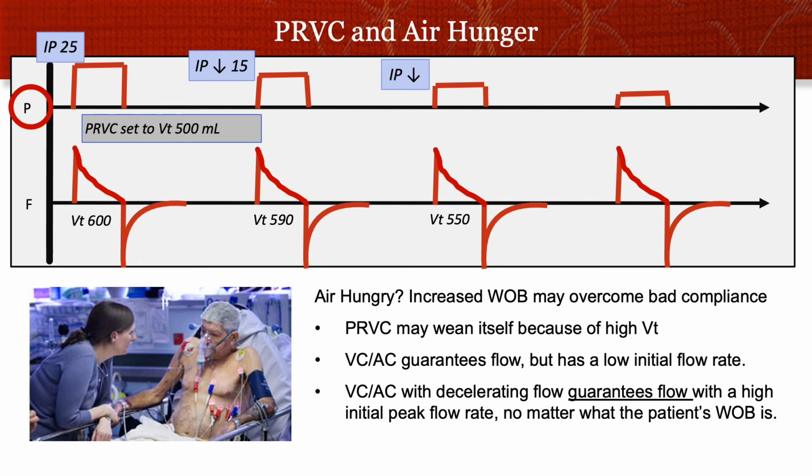And so instead I picked volume control but with decelerating flow. That decelerating flow pattern guarantees the flow, and it guarantees that type of flow with the high initial triangle-shaped peak flow rate, no matter what the patient's work of breathing was doing.